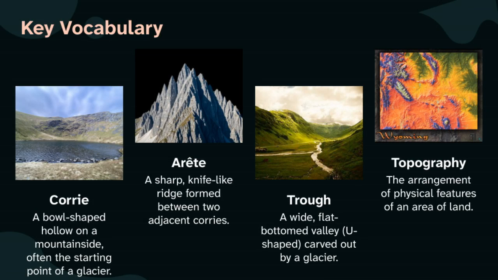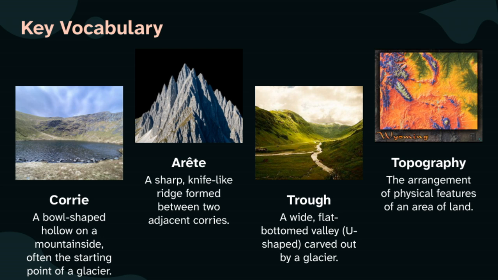The first word is corrie. A corrie is a bowl-shaped hollow on a mountainside. It is often the place where a glacier begins. In different parts of the world, you may also see a corrie called a cirque or combe. The second word is arête. An arête is a sharp, knife-like ridge formed between two adjacent corries. It is created when erosion cuts back into the mountain from both sides.